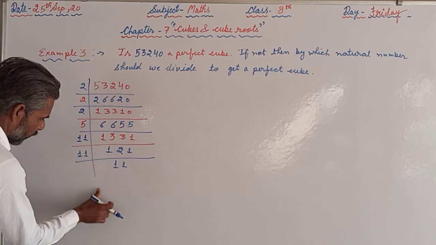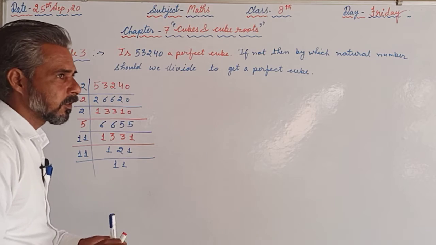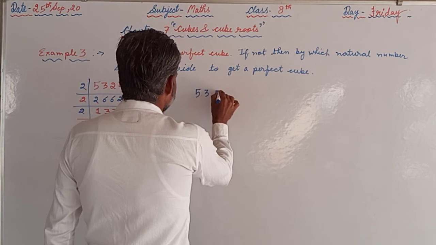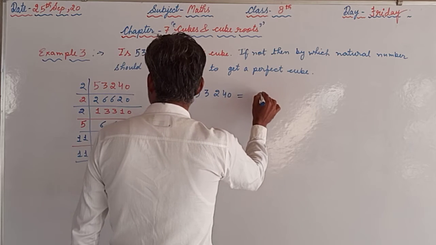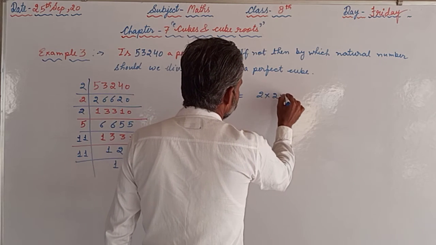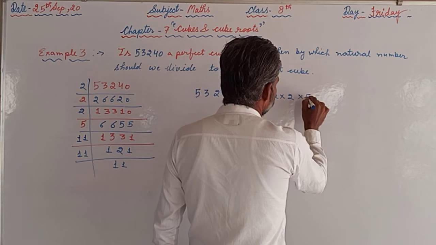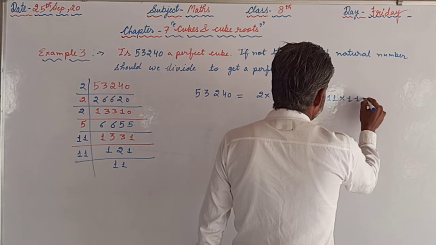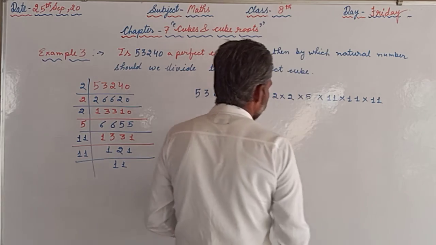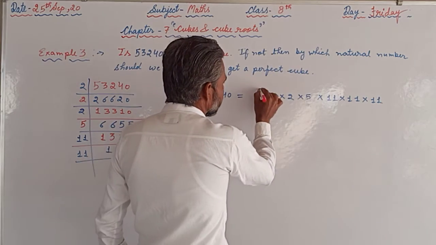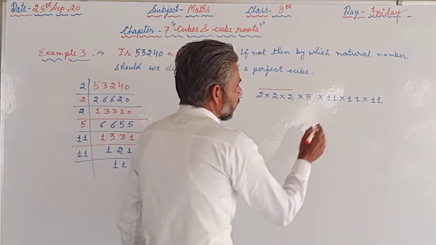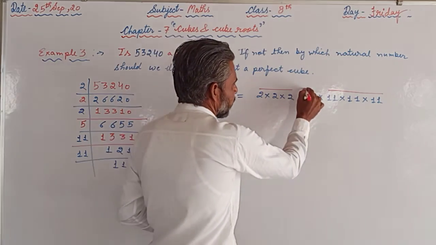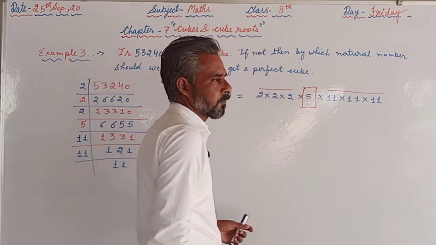So now we got the prime factorization of 53,240, and that prime factorization is 2 into 2 into 2, then 5, then 11 into 11 into 11. Now we have to form the triplets. So one triplet is there of 2 and one triplet is there of 11, and that 5 is extra.